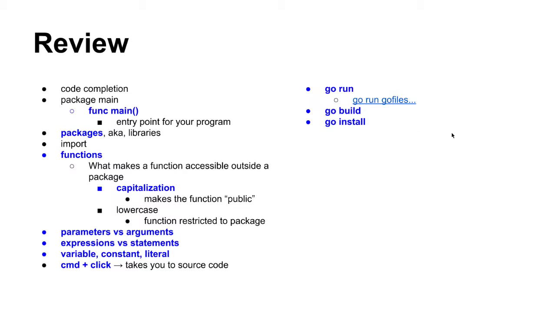So code completion, we saw a little bit of that with WebStorm. Package main and func main, the entry point for your program. Packages, also known as libraries. Importing packages, functions. What makes a function accessible outside a package is capitalization. It makes the function public if it's got a capitalized first letter; lowercase, the function's restricted to the package. Parameters versus arguments. When you declare a function, if it's going to take something, we declare it with these parameters. And when we use the function, we say it's taking these arguments.